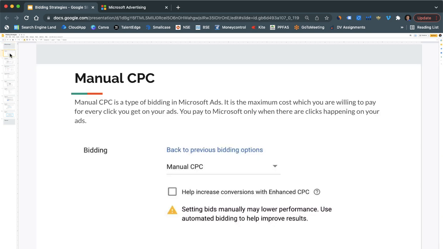So the first one which we're going to talk about is manual CPC. Manual CPC is one of the types of bidding which you get to use inside Microsoft Ads. Here, with the help of this bidding strategy, you can set a price or a cost which you want to pay for every click which you get on your ads. So this bidding strategy helps you to set a cost for every click which you are getting. And this bidding strategy is really useful when you're focusing on generating sales, leads, or website traffic. So that's going to be one of the types.